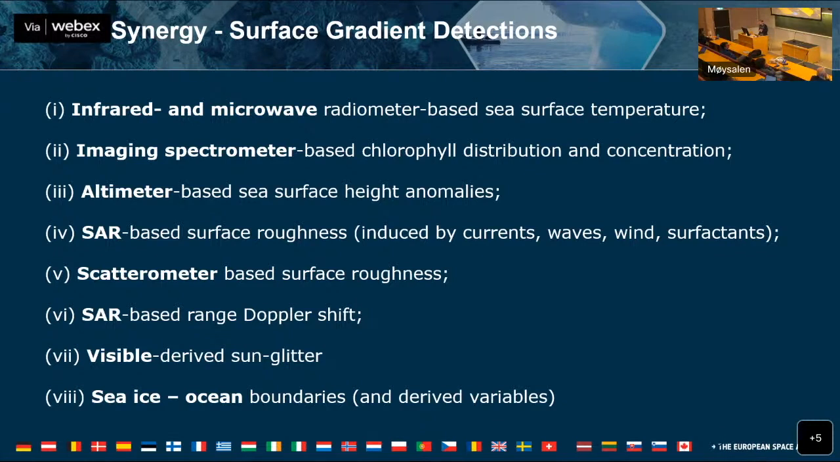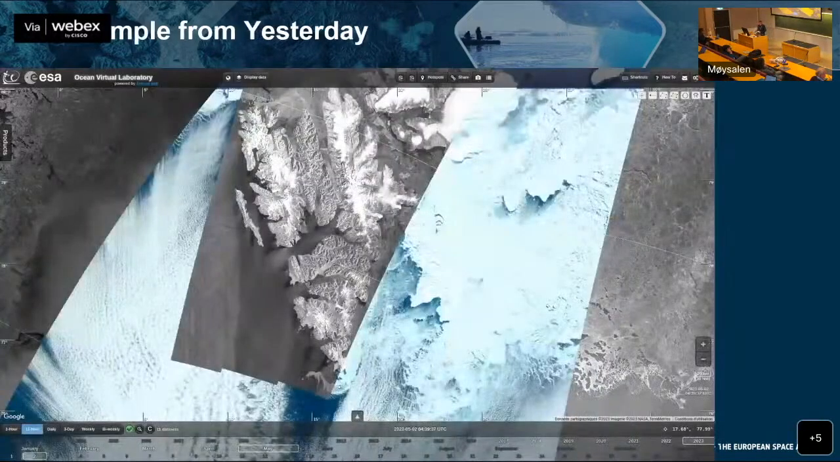Scatterometry largely is also a surface roughness detector machine, but it doesn't have the resolution. But still, there are fronts also in the SCAT-detected surface roughness, predominantly connected with winds. Then we have the SeaSAR-based range Doppler shift, which also must be taken into account. Visible-derived sun glitter. And last but not least, also in the marginal ice zone, we do have sea ice ocean boundaries and frontal structures as well. So maybe we should start with the latest.